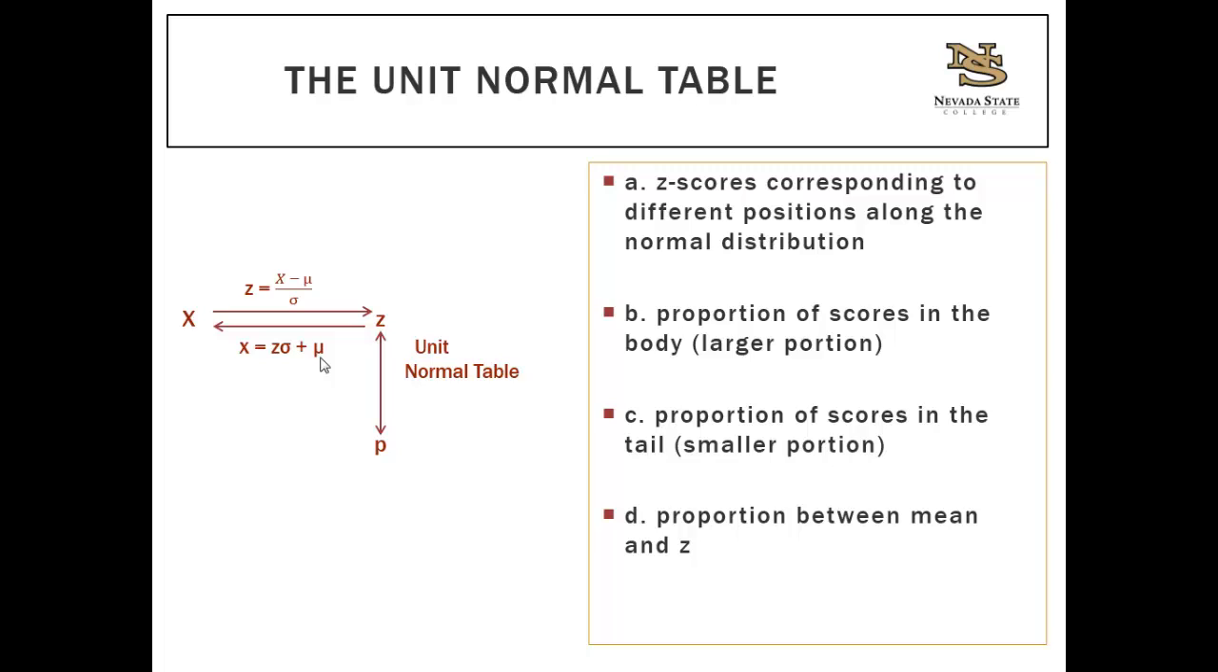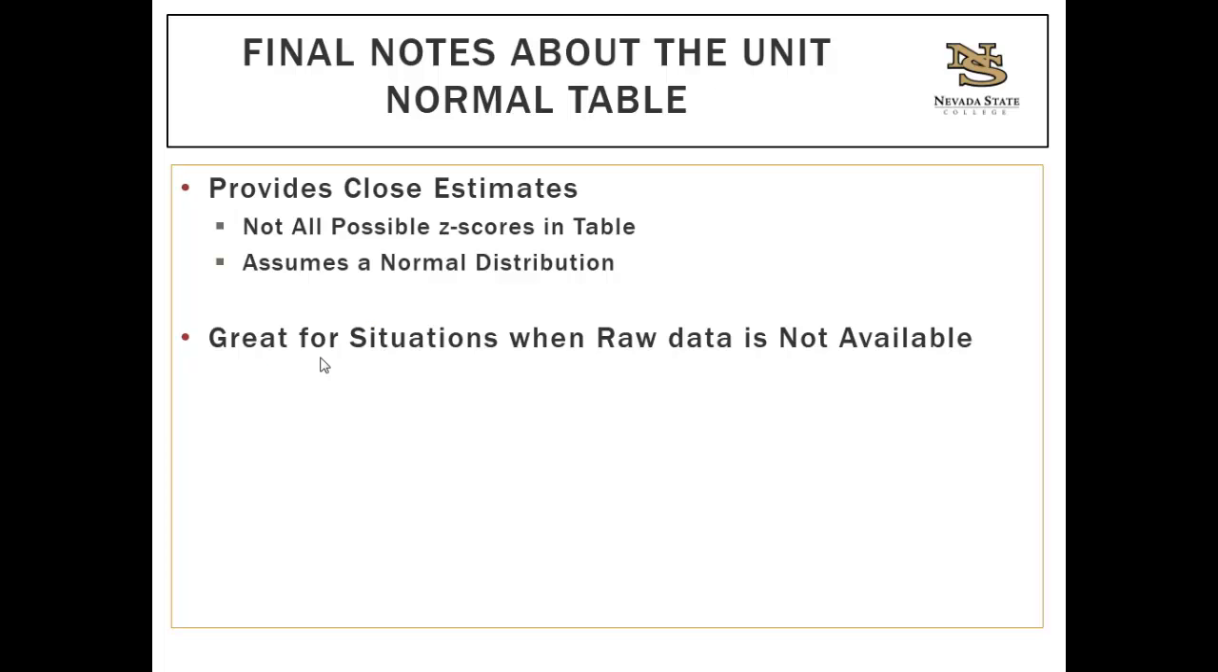Without it, us statisticians would be completely lost because it's difficult to figure out how likely is a given outcome when you don't have access to the raw data. So normal distributions and z-scores are a very, very useful tool. So just a nice little summary about the unit normal table.